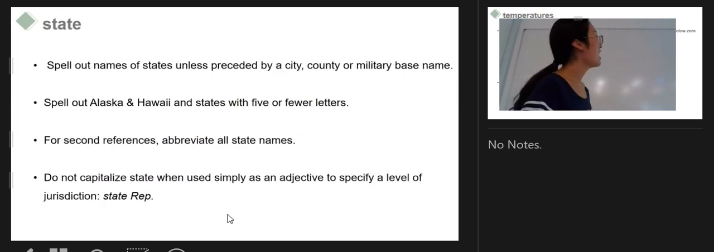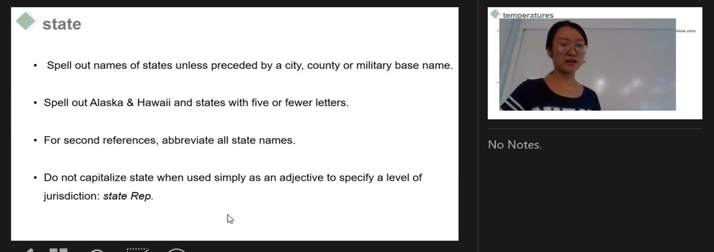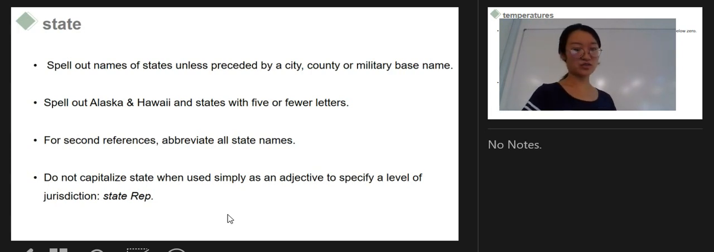As for states, spell out the names of the state unless preceded by a city, county, or military base name. And for second reference, use private or state name. Do not capitalize state when used simply as an adjective to specify a level of jurisdiction.